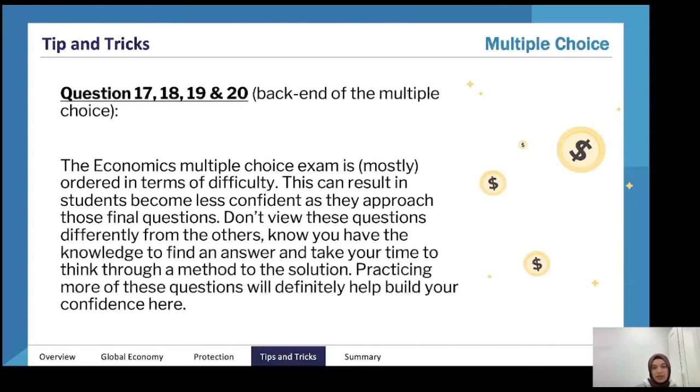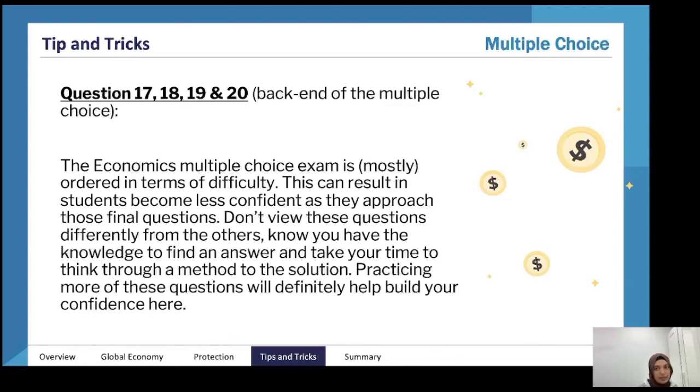Questions 17 to 20 are the back end of the multiple choice. The economics multiple choice exam is mostly ordered in terms of difficulty. This can result in students becoming less confident as they approach the back end of the paper, or the final questions. So don't view these questions differently from others. Know that you have the knowledge to find an answer and take your time to think through a method to the solution.